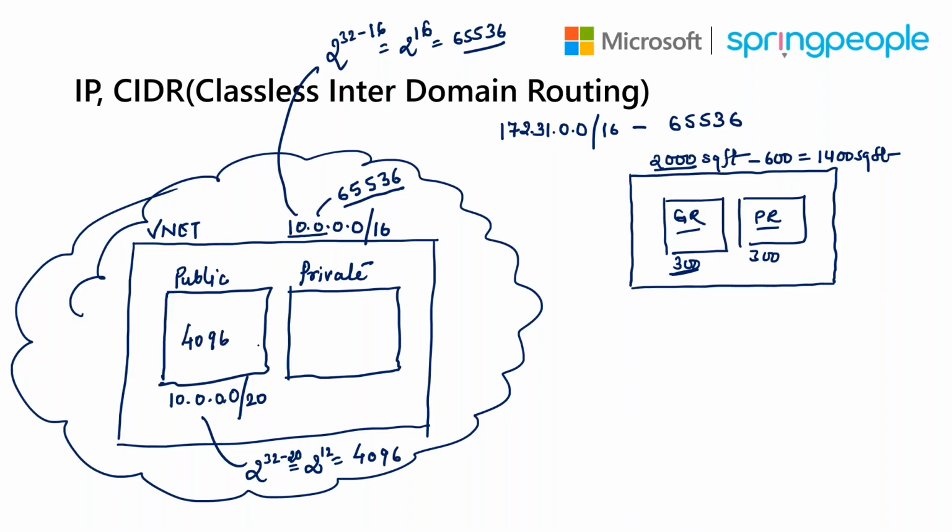Means in this particular block, I will keep around 4,096 resources. Still, I'm left with so many. So 4,096, if removed also, still I again create one CIDR 10.0.16.0/20. So /20 means again 4,096. So again I will create around 4,096.